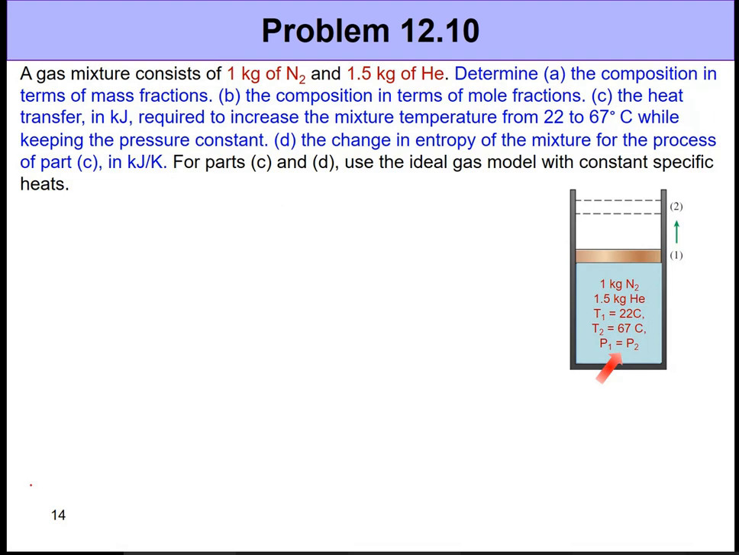The first part A and part B are pretty straightforward. We are going to do them the way we have discussed how to determine the mole fractions and mass fractions till now. So let's start with determining the mass fractions. I need the mass fraction for nitrogen and I need the mass fraction for helium. So let's start with nitrogen. How do I determine the mass fraction for nitrogen? The only information given to me is the masses of the two components, nitrogen and helium.